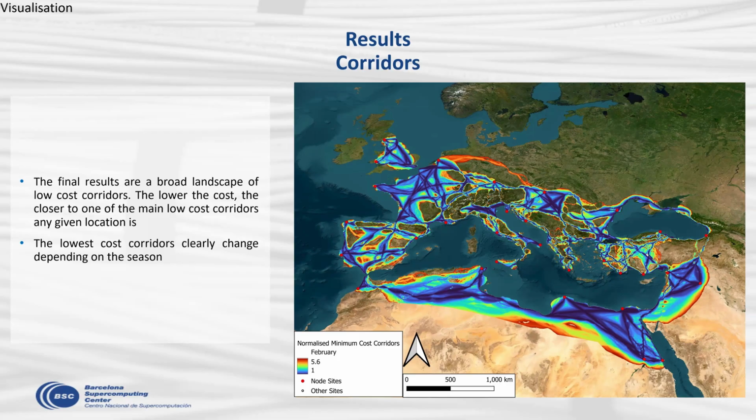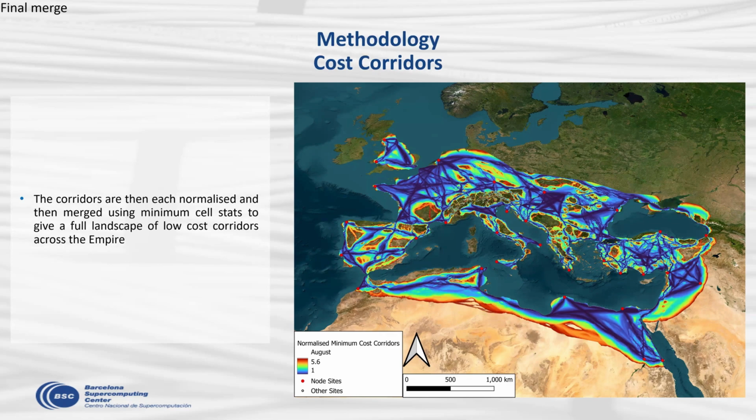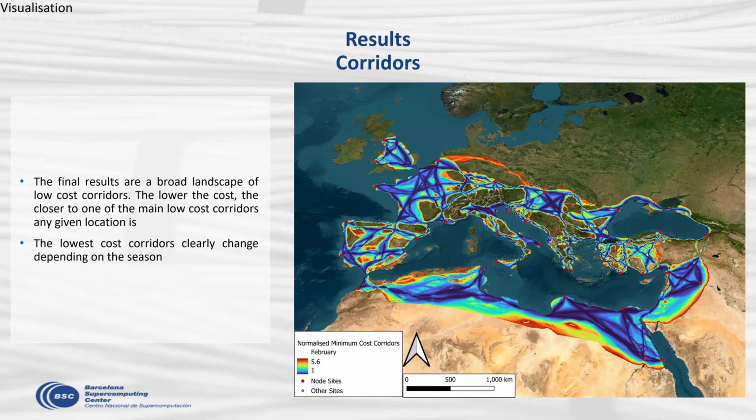But this whole landscape that we have changes depending on the season. So this is February, and that's August. You can see some of the corridors broadly stay the same, but some change completely, things shifting and moving around. So this approach of having a temporal cost surface is, I think, much more important for the landscape than we've really thought about before. Again, just visually, you can see the difference.